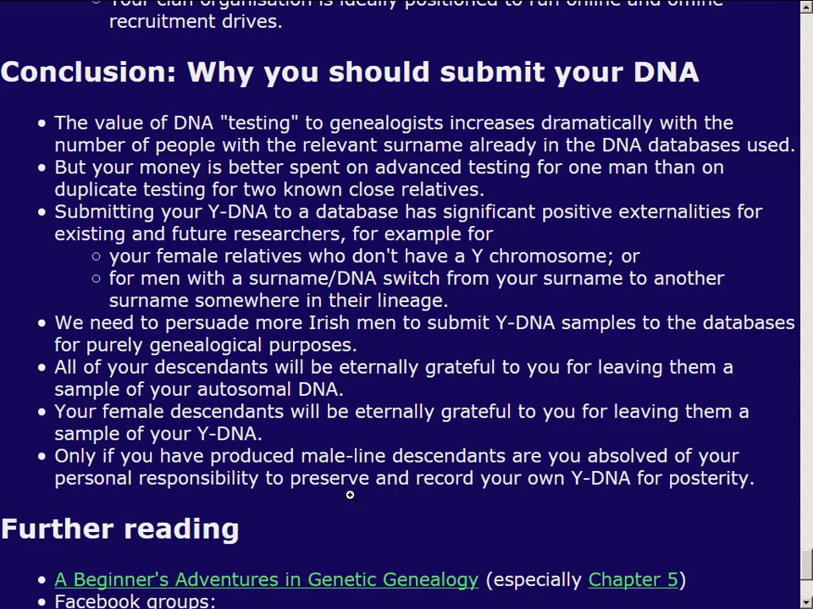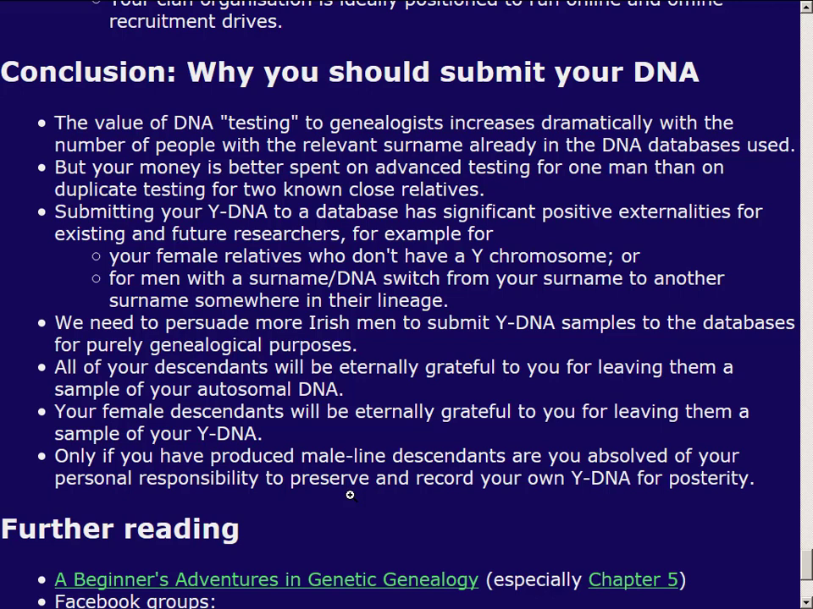Your female relatives, if you're a male, will be very grateful to have your Y DNA. And there may be somebody else out there with a surname DNA switch in their lineage struggling to figure out what their genetic surname is. They'll be delighted that you're in there with a proven pedigree.